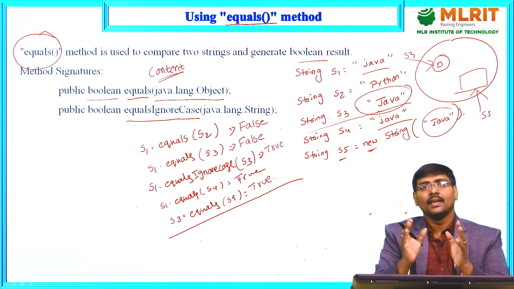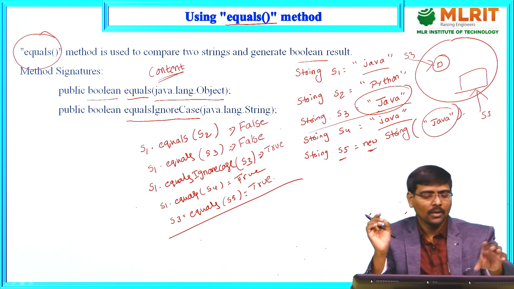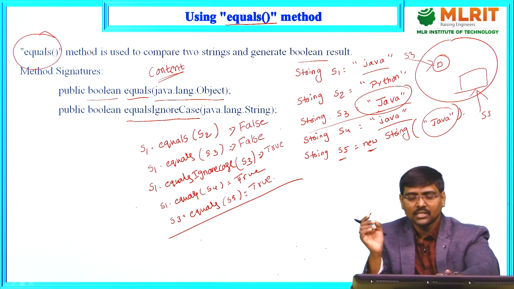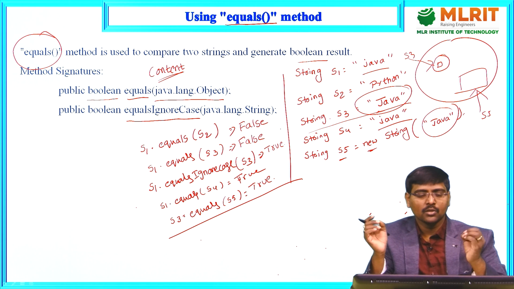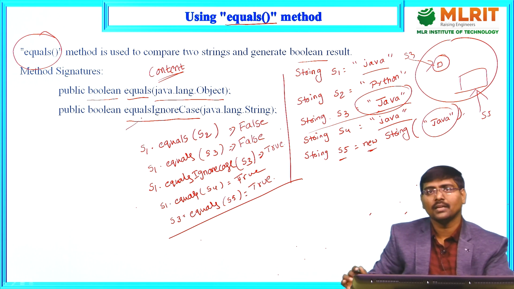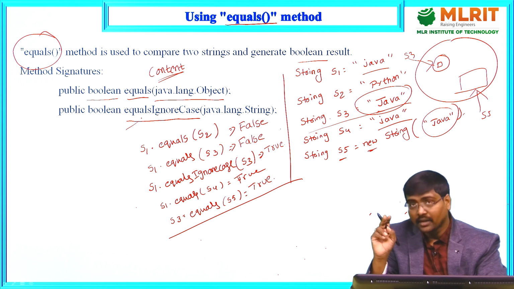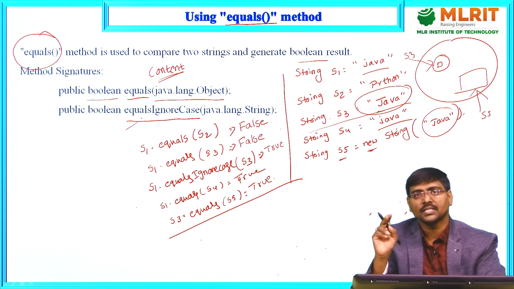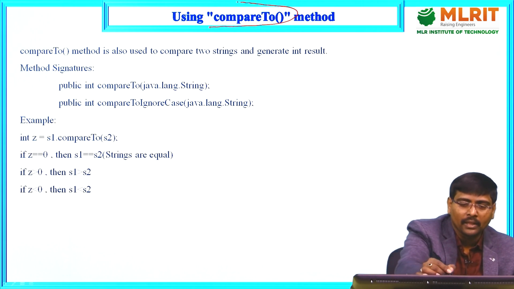Now you got it? This is the equals method. So like this you write one program, just to read some set of strings in the program and then print the values. Check whether it is true or not by considering the normal case and by considering the ignore case. Now what is the output? Boolean. It returns either true or false. Next one, compareTo method.